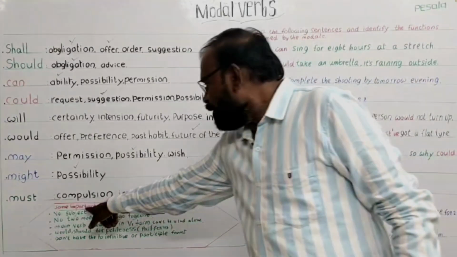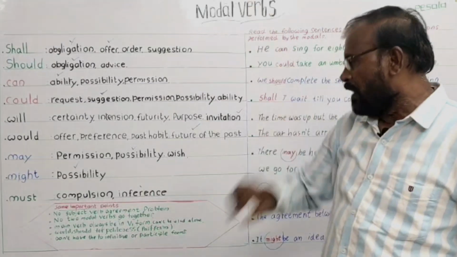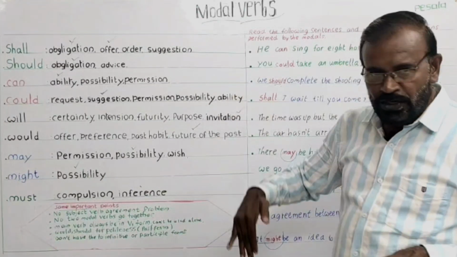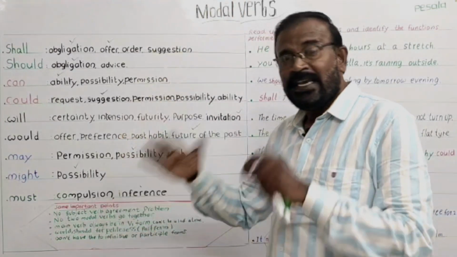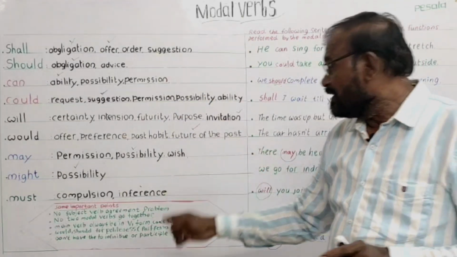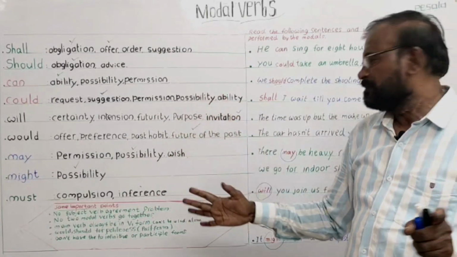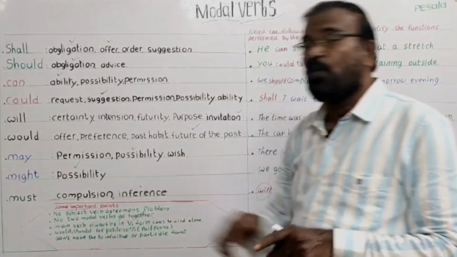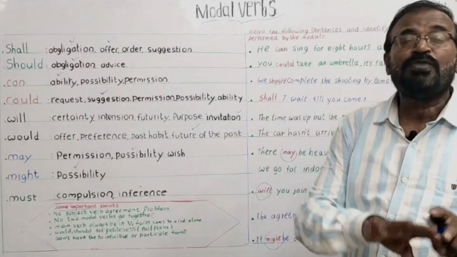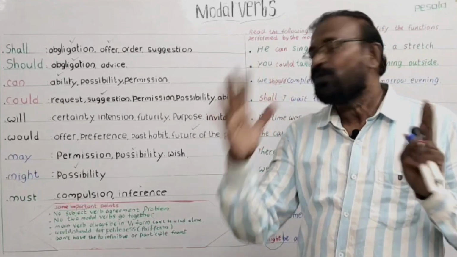See, some important points related to these modal verbs. No subject to verb agreement problem. When we are utilizing these modal verbs in a sentence, they do not follow the subject to verb agreement. We know what subject agreement is. And no two modal verbs go together. In the usage of these modal verbs, we cannot use two modal verbs together, hand in hand.